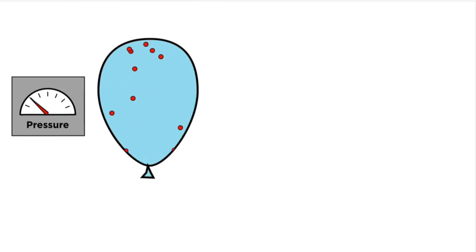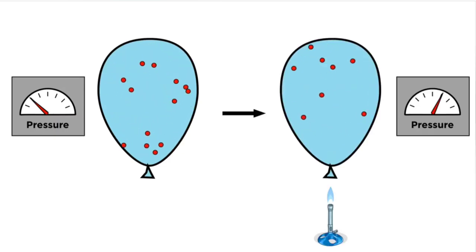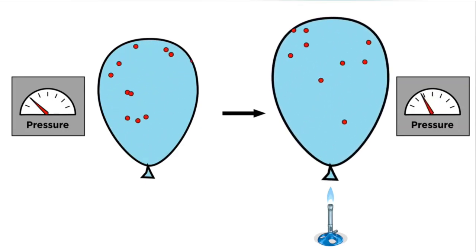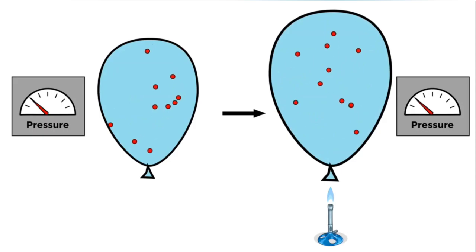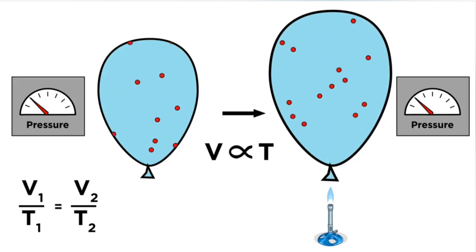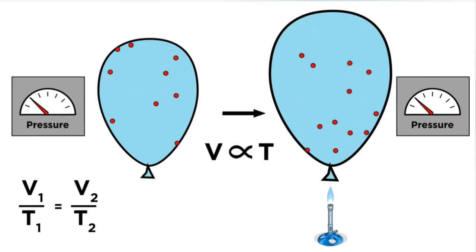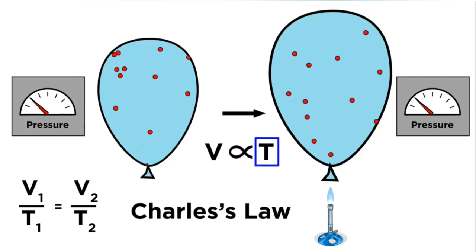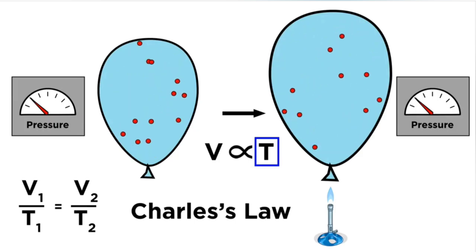Volume and temperature are also related. If we have gas in a balloon and heat it, the particles move faster. To keep the pressure constant, the volume must increase. This means that volume and temperature are directly proportional. If one doubles, the other doubles. This relationship is expressed in Charles' law.